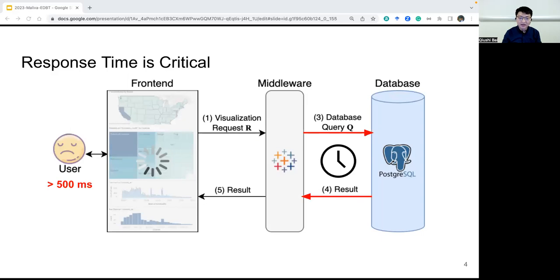In this visualization architecture, the response time is critical, and some research work has shown that if the response time goes beyond 500 milliseconds, people may lose the context of the analysis. And in many cases, databases can not serve the queries within the time constraint.